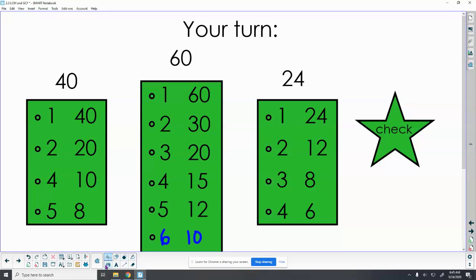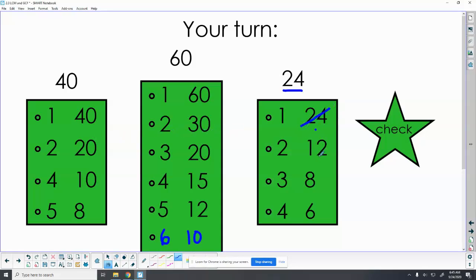So I'm looking for the greatest number they have in common. I know that on 24, the biggest number is 24, so there's no way it could possibly be 60, and there's no way it could even be 40. So I'm going to use the smallest number and go backwards on its list to check. Do they each have 24?